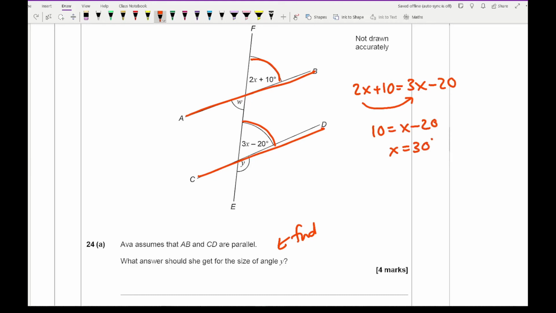Now if x equals 30, then this angle here is going to equal 3 times 30, take away 20, which equals 70 degrees. And then to work out y, well, y equals 180 minus that angle here, because it's on a straight line, and that's going to equal 110 degrees.